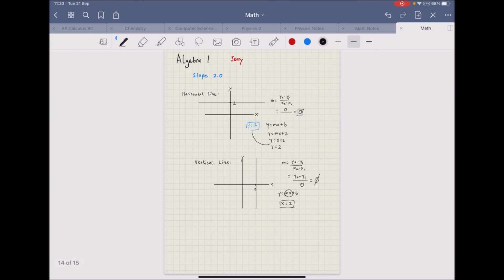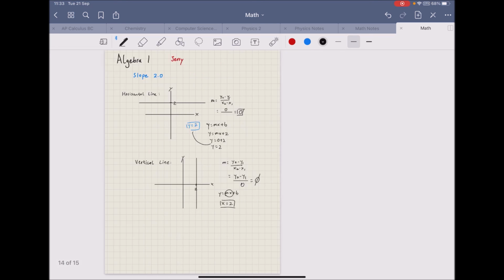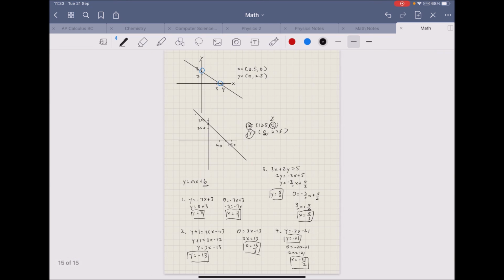So today we learned the slope of a horizontal line and a vertical line, and how to find the intercept from a graph, and how to find the intercept from an equation.